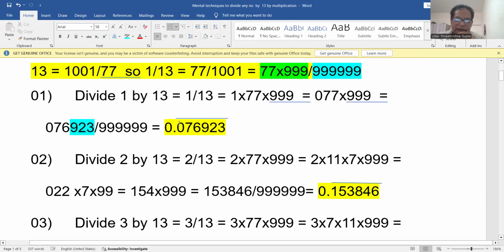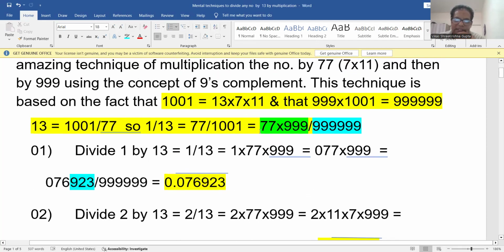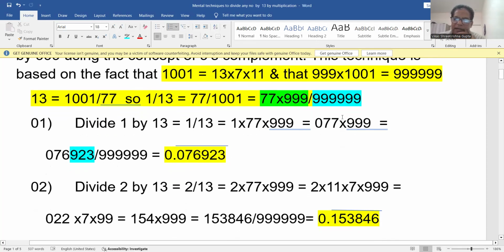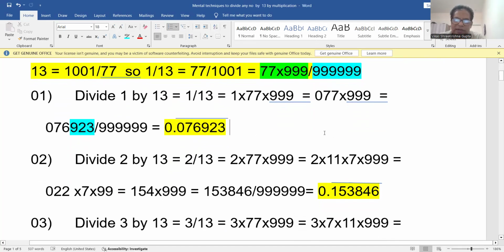0.076923. It is a recurring decimal, a non-terminating recurring decimal. So I repeat once again, when I have to divide any number by 13, what do I do? I multiply by 77, then I multiply by 999, and finally I divide by 999. When I multiply by 77, I get 77. To make it a 3-digit number, I put a 0 in front of the number.